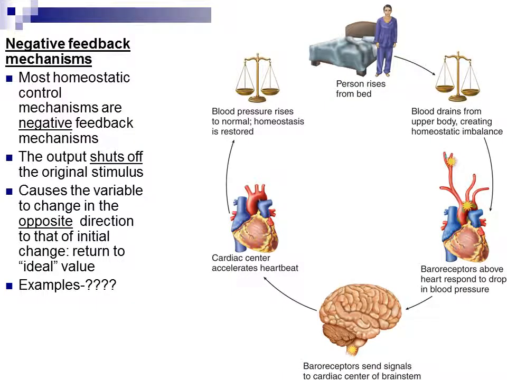Most homeostatic control mechanisms are negative feedback mechanisms. By negative, we don't mean bad. We mean that it causes the variable to change in the opposite direction to that of the initial change. The output shuts off the original stimulus. It attempts to return the variable to the ideal value. If something gets too high, a negative feedback mechanism will lower it. If something gets too low, a negative feedback mechanism will raise it. Dynamic equilibrium. Constantly fluctuating, but always trying to maintain a happy medium. The body is constantly trying to maintain homeostasis, trying to achieve a happy medium.